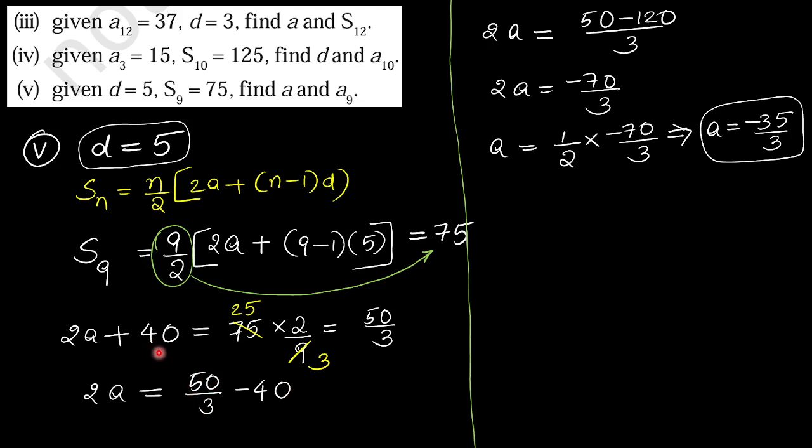Others, please wait, others please try to complete it. 40 can be taken to the other side. It becomes minus 40, right? 40 becomes minus 40. Is this step clear now? Any doubt in the next step?